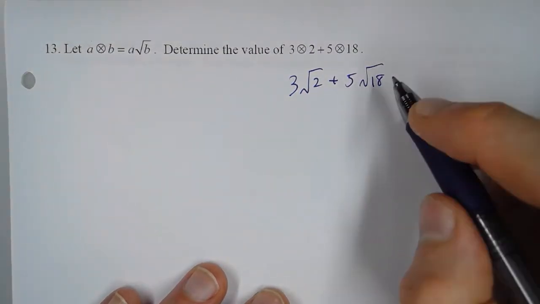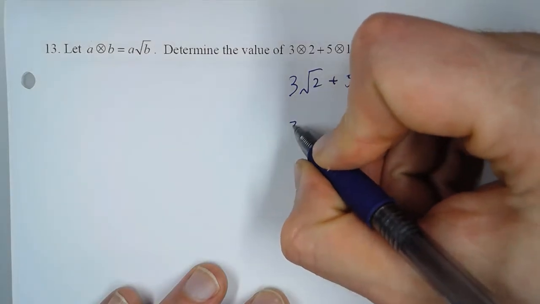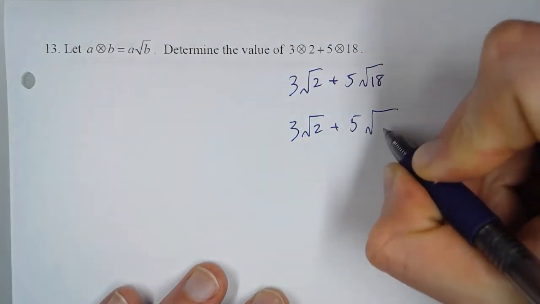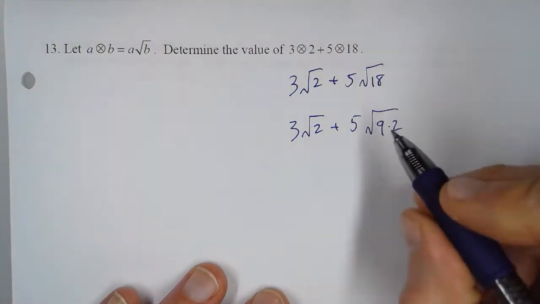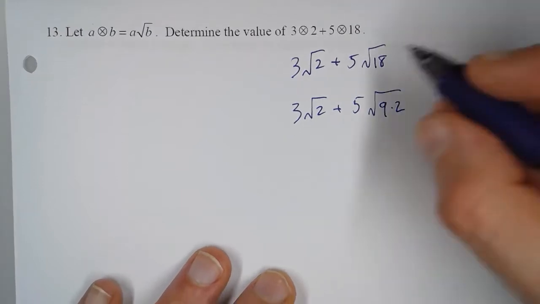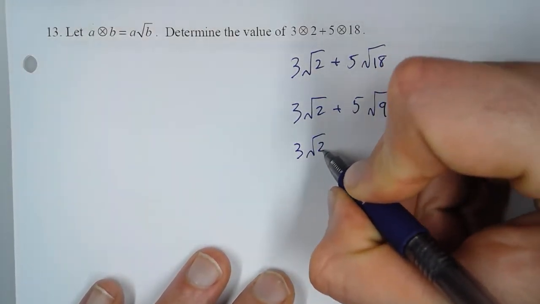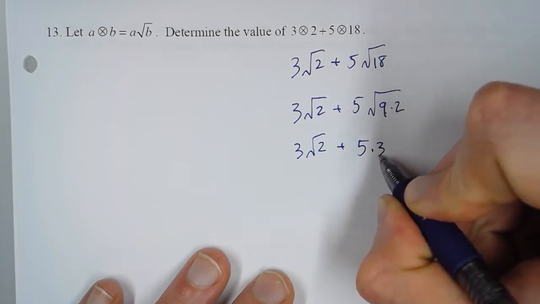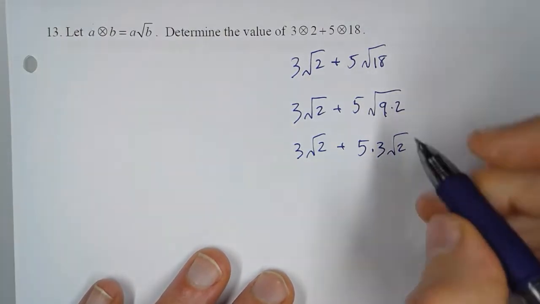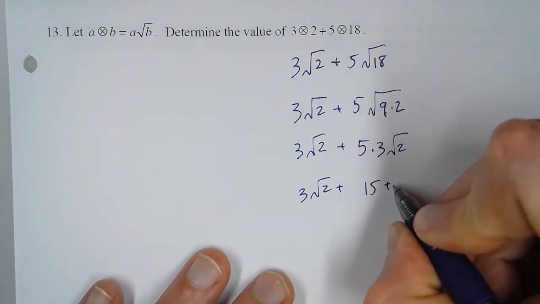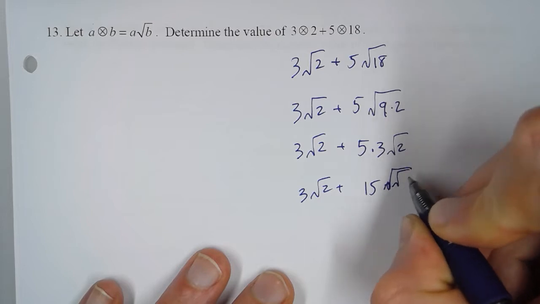Now to simplify this, we need to take 18 and break it up, because we can break this up into 9 times 2. Now the 9 we can take the square root of, the 2 we cannot. So that means this becomes 3 square root of 2 plus 5 times the square root of 9, which is 3. So 5 times 3 is 15 times square root of 2.